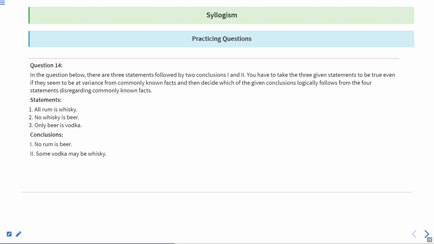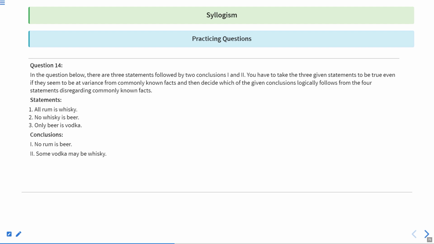We cannot say, sir, for example, if we talk about this particular statement, all rum is whiskey. You know that these are the names of spirits, the different varieties of alcohol. But if you try to assume and understand by commonly known facts, then you would say, sir, this statement in itself is wrong. Because everybody knows that rum and whiskey are two different varieties of alcohol.